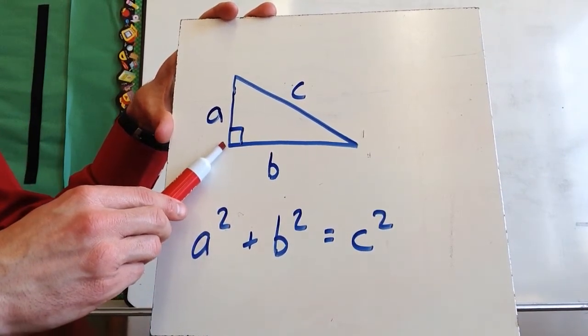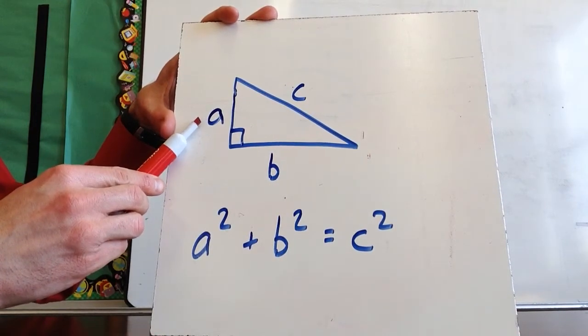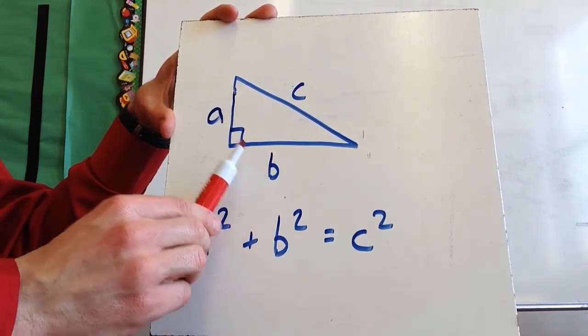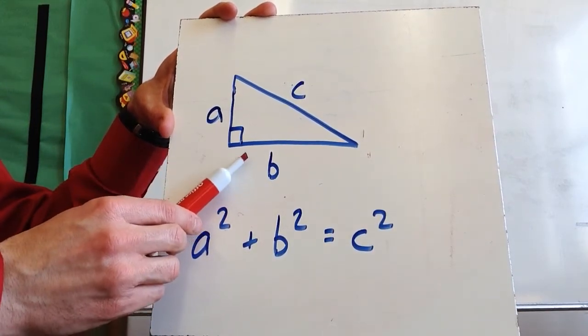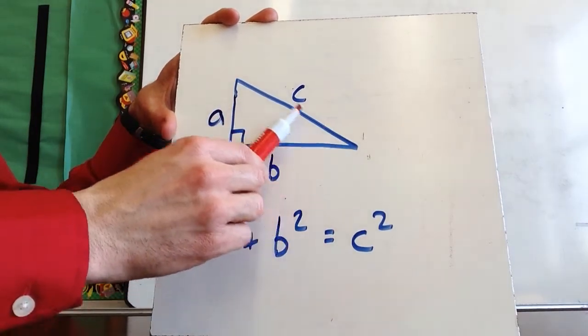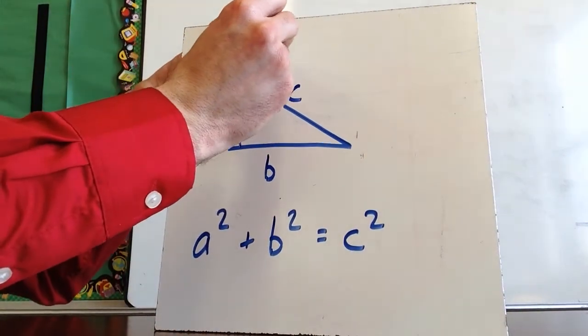this only works in right triangles, if I take the square of one leg and the square of the other leg and I add them together, so in other words, the sum of the squares of the legs will equal the square of the hypotenuse.